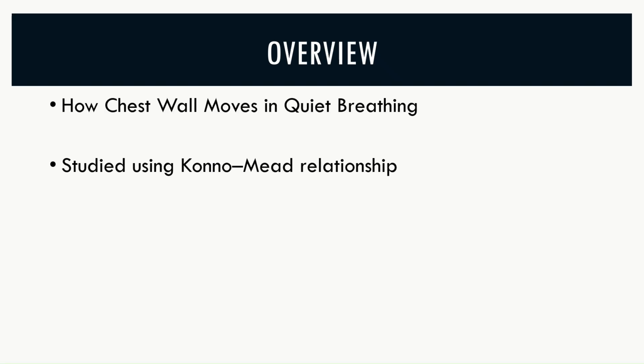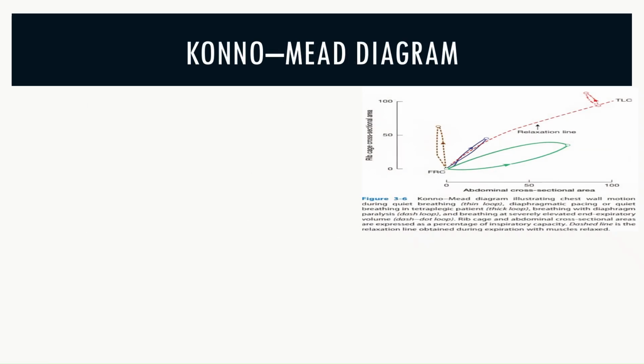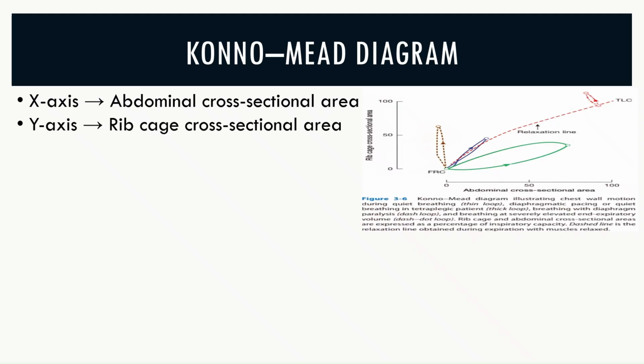Respiratory muscle interaction is best understood using the Konno-Mead relationship, which combines ribcage and abdominal motion. The relaxation line represents passive chest wall behavior when muscles are not active. The Konno-Mead diagram represents interaction between ribcage and abdomen during breathing. The x-axis shows abdominal cross-sectional area, while the y-axis shows ribcage cross-sectional area. Each loop represents a complete breathing cycle starting from functional residual capacity.